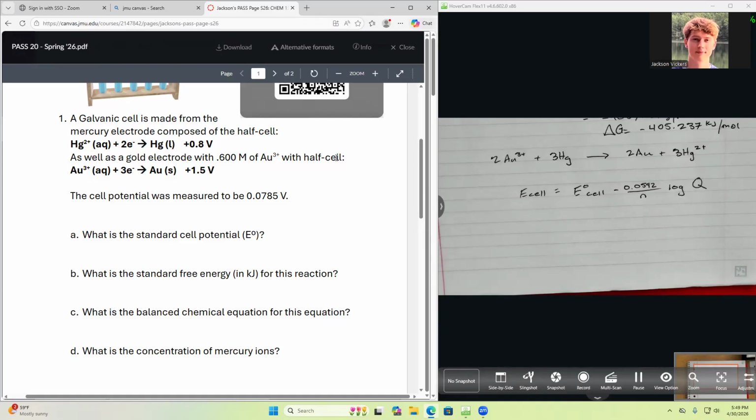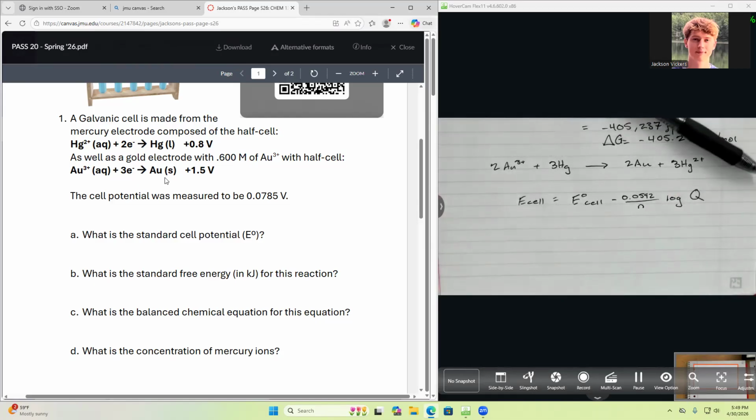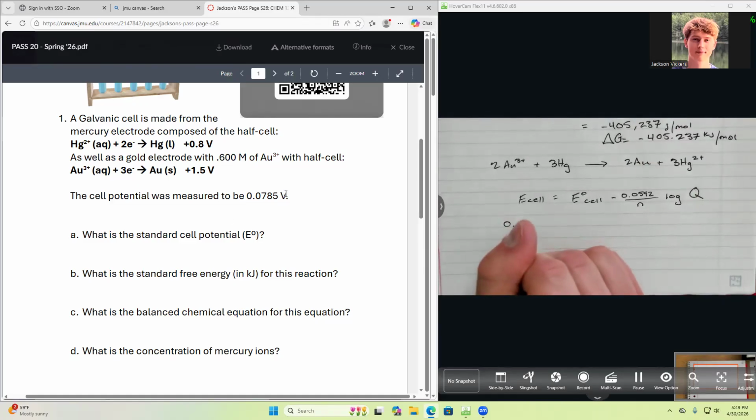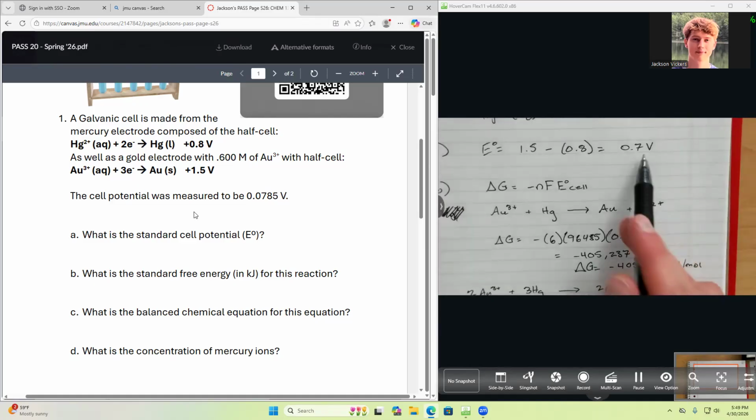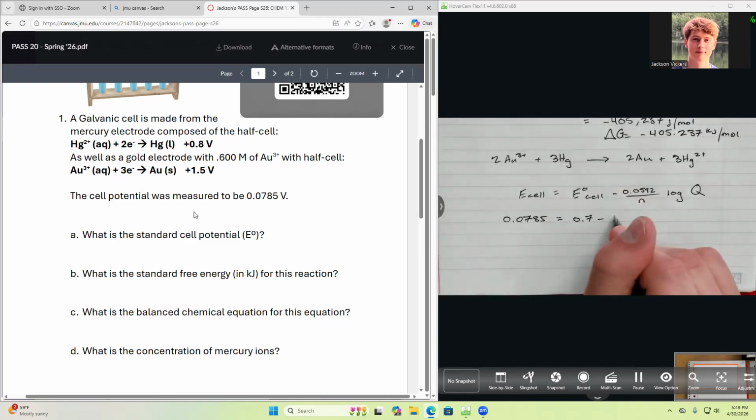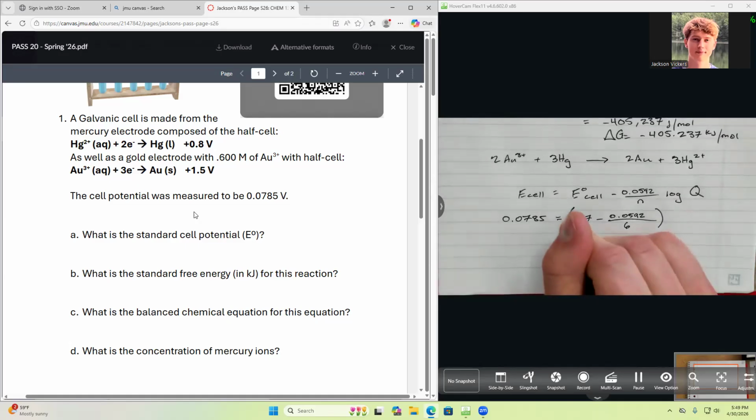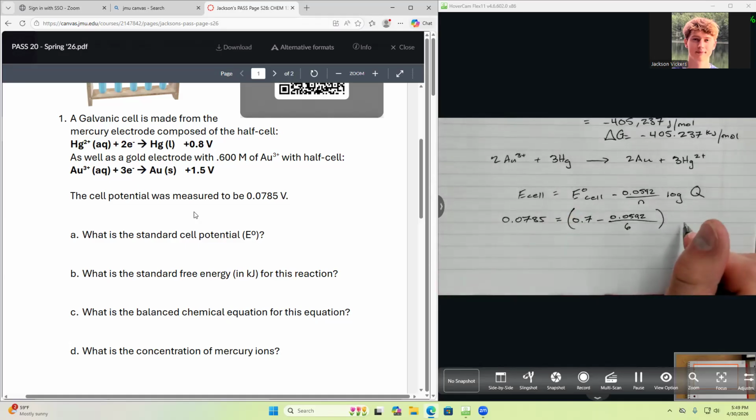Okay, so for this one, really we're plugging in mostly. E cell non-standard is given to us in the problem, so I'm going to write that: 0.0785. We found the standard cell potential, which equals 0.7. We found out what n was, right? We already discussed, and that's going to be 6. So then I'm going to put all this stuff in brackets and separate log Q.